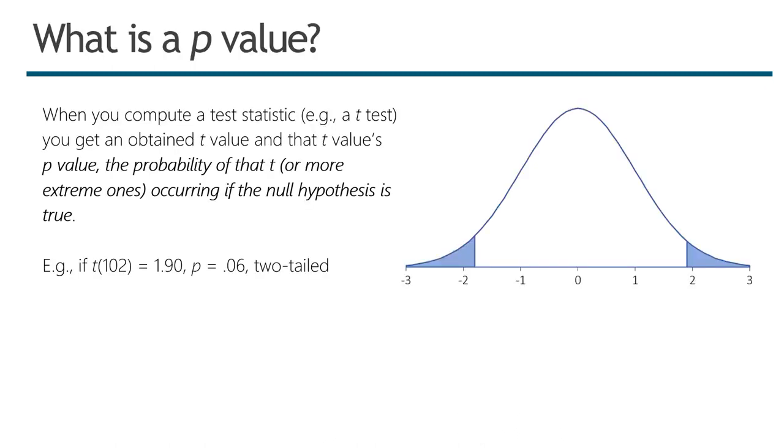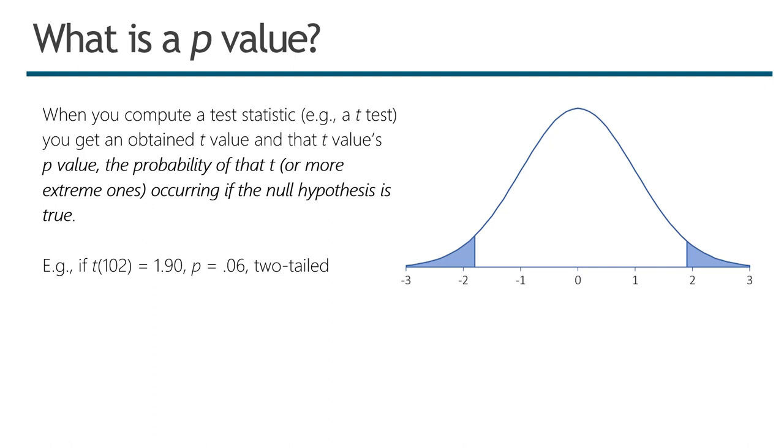When you compute a test statistic, for example, a t-test, you get an obtained t-value and that t-value's p-value, which is the probability that that t, or more extreme t's, would occur if the null hypothesis is true. For example, if you had a data set of 103 people and you analyzed that data, and you got an obtained t-value of 1.9, its p-value would be p equals 0.06, two-tailed.